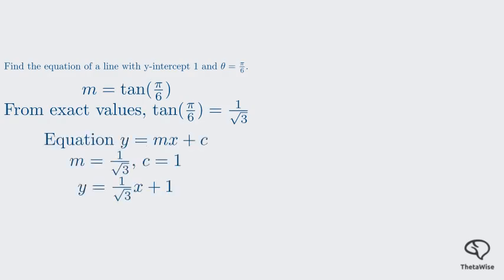The equation of a line is y equals mx plus c. We have m equals 1 over root 3 and c equals 1. Plugging these in, we get the equation y equals x over root 3 plus 1.